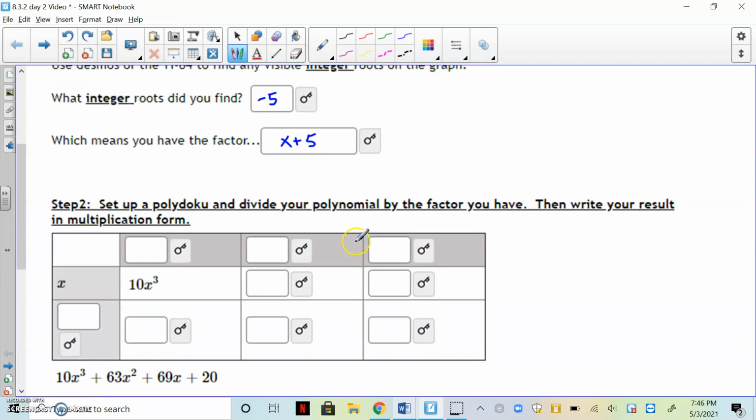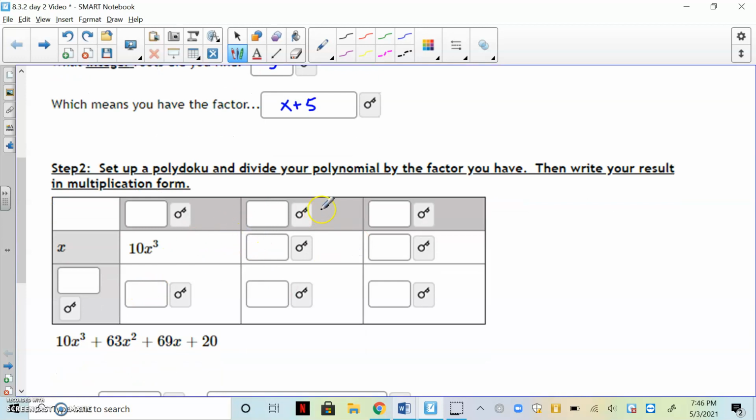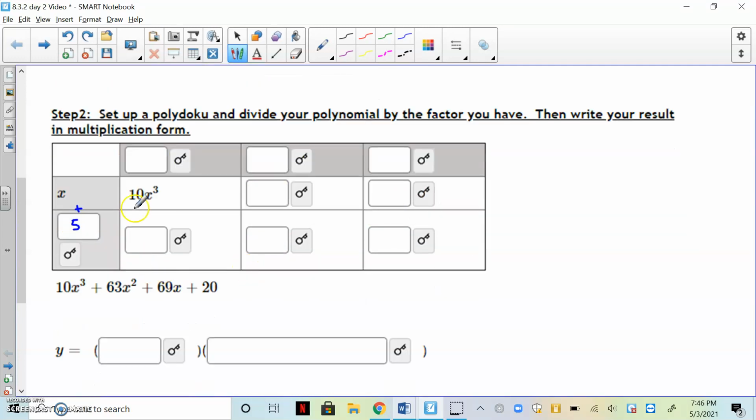All right, so next we're going to go ahead and use our Polydoku to divide our polynomial by the factor that we found, and then figure out what our answer is, and then we'll go from there. So we're going to go ahead and do our polynomial divided by x plus 5. So I'm going to go ahead and put a 5 here. It's just like when we set it up, we have x plus 5 on the side, and we want to figure out this top gray portion. So we know the 10x cubed goes in here. X times what equals 10x cubed? That's going to be 10x squared. Down here, 10x squared times 5 is going to equal 50x squared.